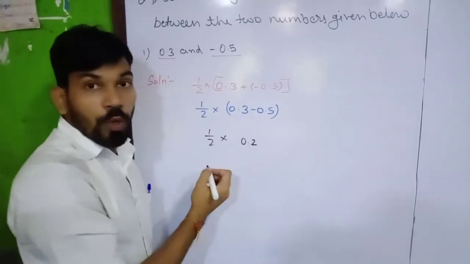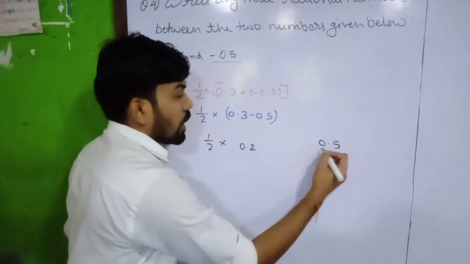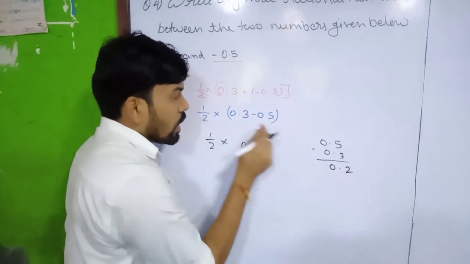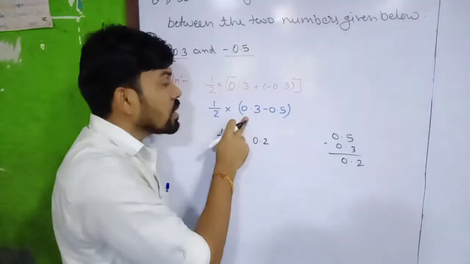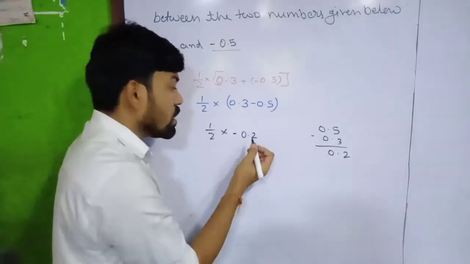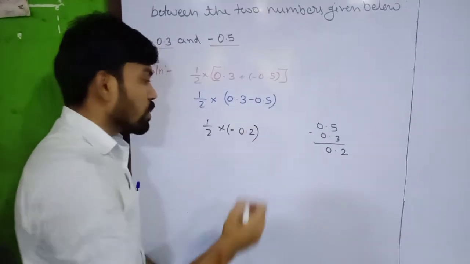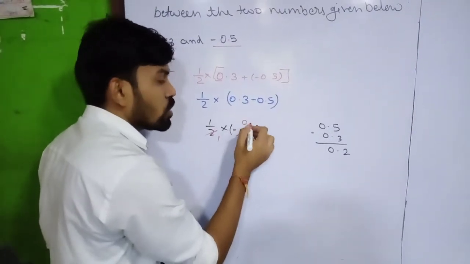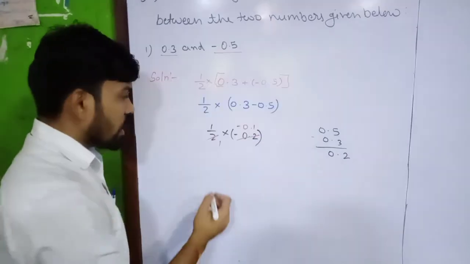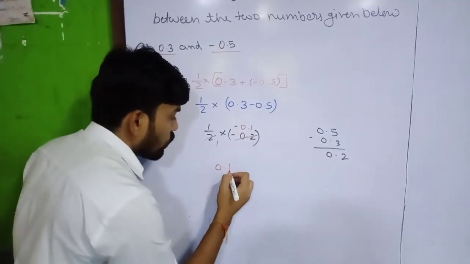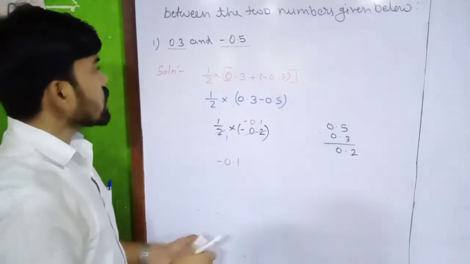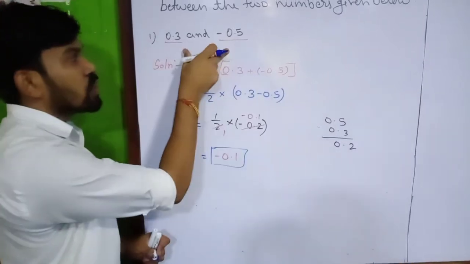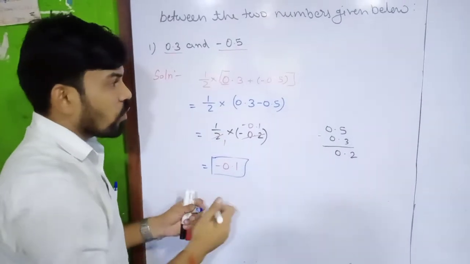0 minus 0.2, 0.5 minus 0.3. Subtract it. 5 minus 3, 2.0. The negative number is bigger than the positive number, so it will be minus 0.2. This way we have to write. Do the cancellation. 2 1s are 2, 2 0s are 0, 2 1s are 2, and minus should be there. Therefore 0.1 is a negative number. This way we find the first number between these two, minus 0.1.